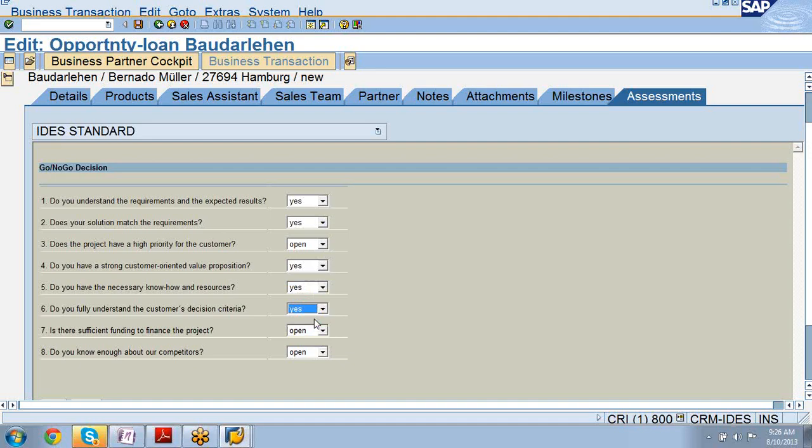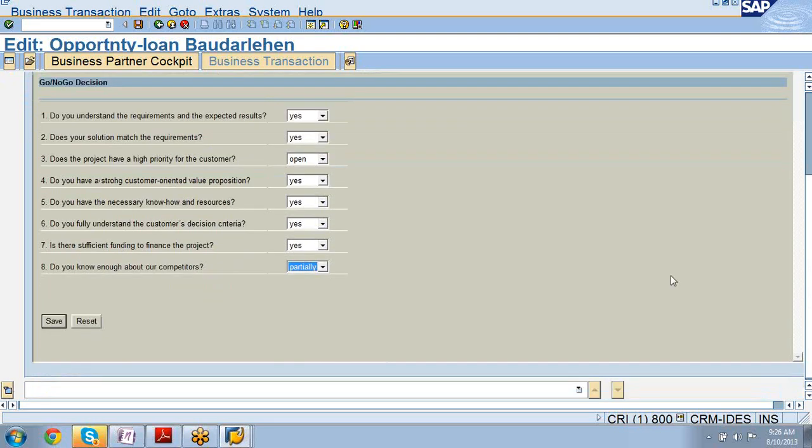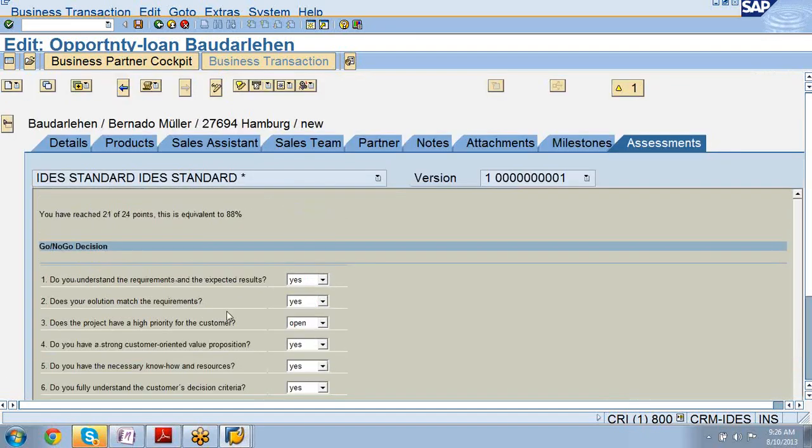Fully answer customer decision criteria. Yes. Sufficient funding. Yes. Do you know enough about our competitors? Partially. Once they save this particular questionnaire, you can see it says 88%. There is a scoring factor for this. Because I have scored most of them yes, your success ratio is 88%.